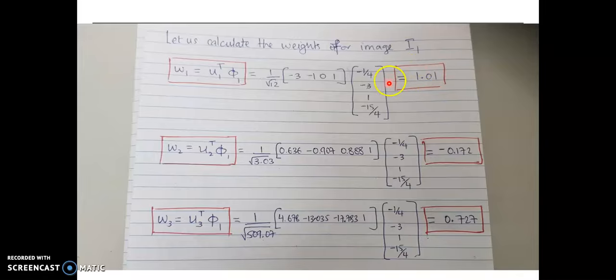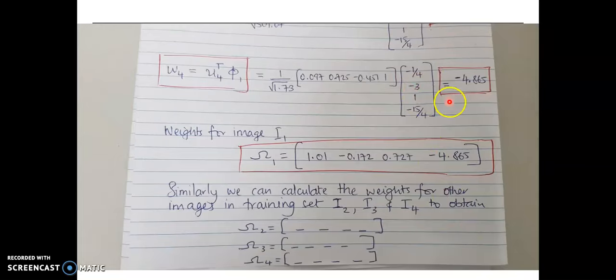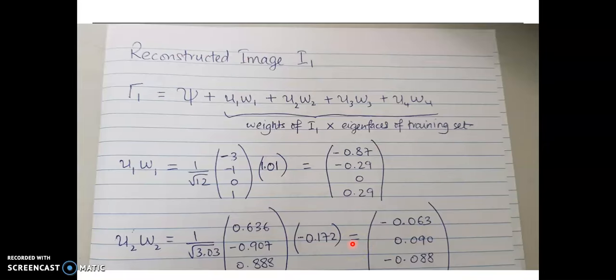So doing so, we get the weights for the image I1. So this will be W1, W2, W3, and W4. We can represent the weights of image I1 as a vector. We can do the same to calculate the weights for the other images in the training set, I2, I3, and I4, to get the weightage for the other images.